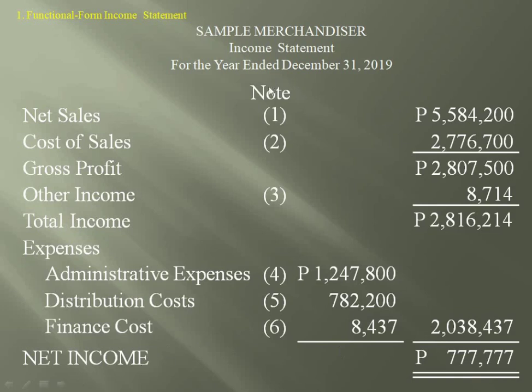Notice also that there is a column here for note number, which signifies that the computation of the amount written on the right side of a note number like this 5,584,200 on the right side of this note 1 is found in that note number in the notes to financial statements.